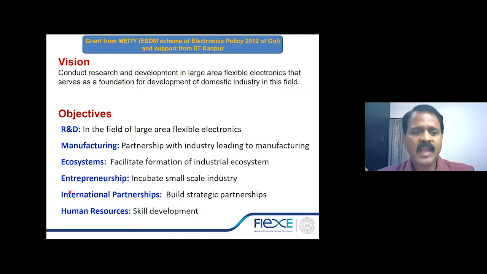Another objective is to have national and international partnership, because we realize that one center will not have the capability to have all the technology components. Hence, strategic partnership is critical. And finally, human resource development. We need to develop the human resources needed to support the hopefully growing domestic industry.